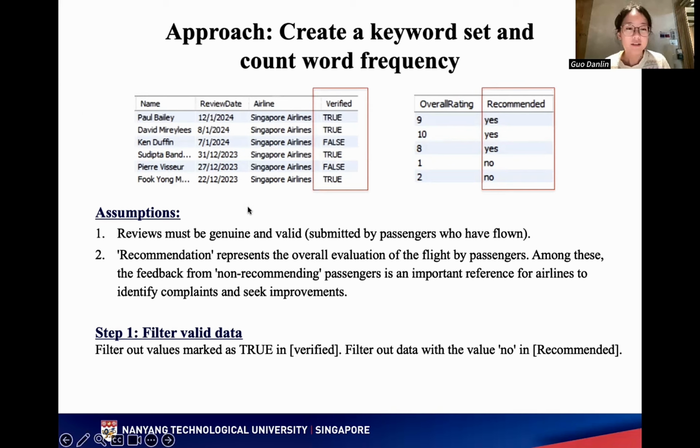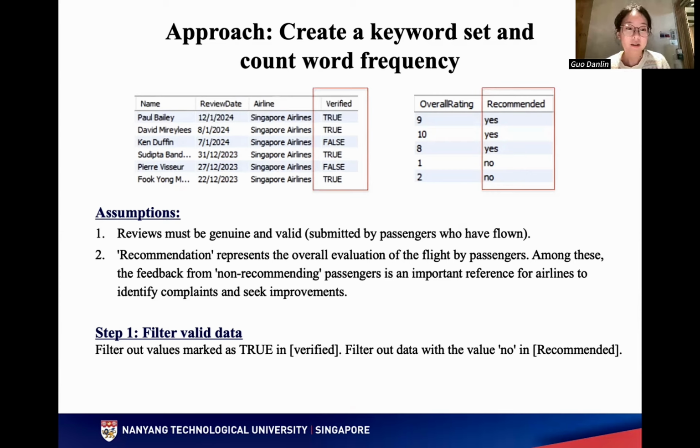Our first assumption is that the reviews must be genuine and valid. And our second assumption is that the recommendation represents the overall evaluation of the flight by passengers. So among these, the feedback from non-recommending passengers is an important reference for airlines to identify complaints.